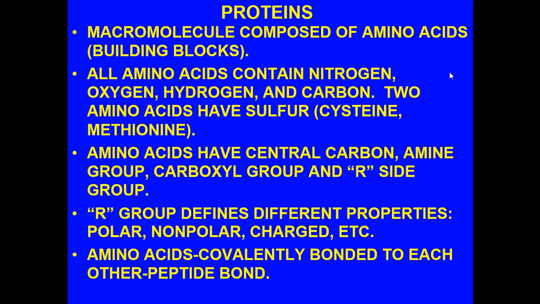Now, amino acids have a sort of consistent structure, and then there's a variable part. The consistent structure is a central carbon, an amine group, a carboxyl group, and then the variation comes in what they call the R side group. The R group defines different properties. It can be polar, nonpolar, charged, neutral. It can create hydrophobic properties, or hydrophilic properties. Amino acids are covalently bonded to each other. This is referred to as a peptide bond, but basically it's a covalent bond.